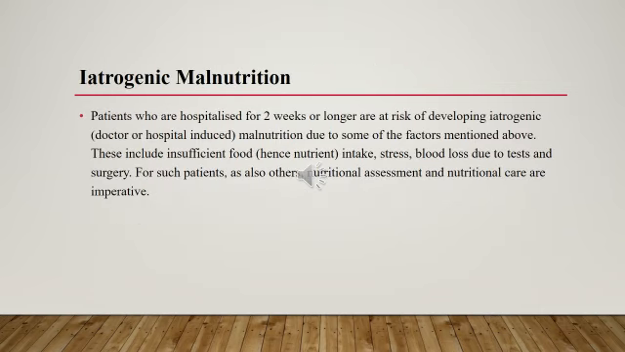Iatrogenic malnutrition. One type of malnutrition may be due to no food being available or due to any disease or other condition. Iatrogenic malnutrition is the malnutrition that occurs when the patient is hospitalized, during this time period. We call it iatrogenic malnutrition.